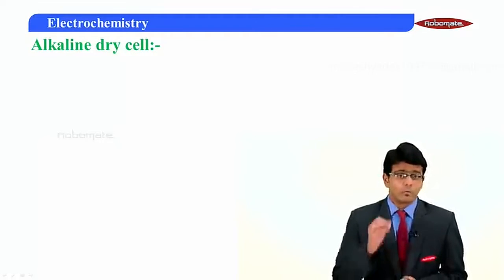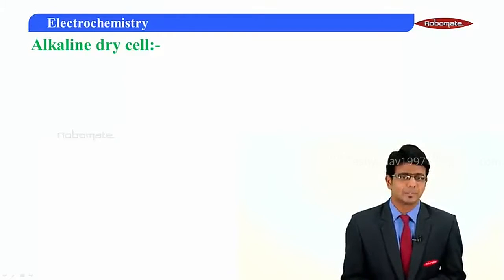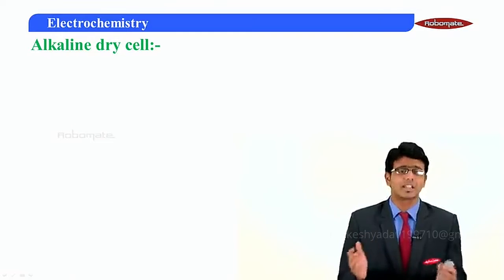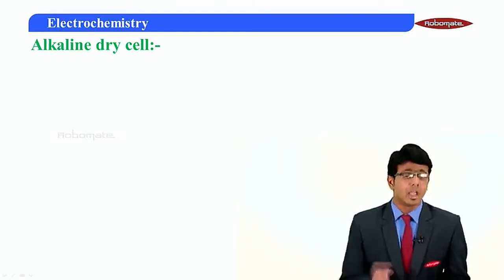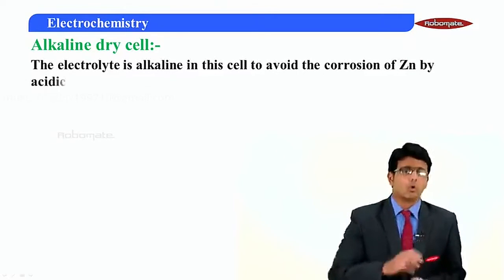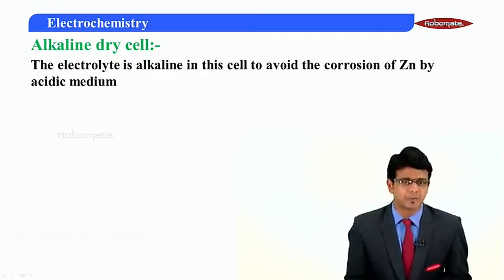Now first of all, what do you exactly mean by alkaline dry cell? Now in this alkaline dry cell, we are using alkaline medium, okay? And why are we using the alkaline medium here? It is to avoid the corrosion of zinc by acidic medium.